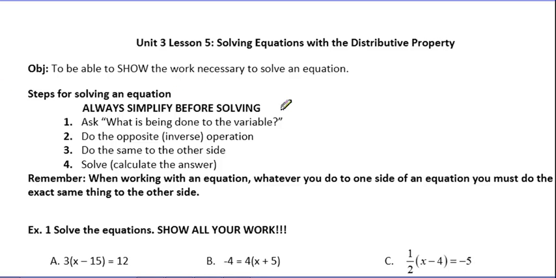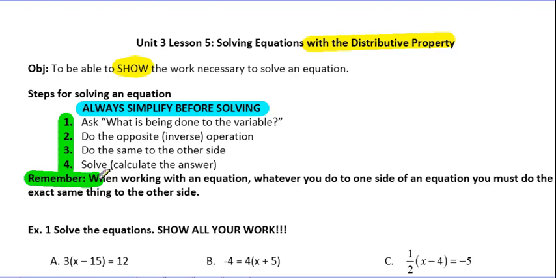Unit 3, Lesson 5, deals with solving equations still, but now we're looking at the distributive property. You'll notice that our objective is still the same as it was in the previous 4 lessons. The idea of showing our work is ultimately the most important thing. Getting the correct answer is great, but we want to be able to show that work. You'll notice a slight difference, in that in our 4 steps there's something new here. The same 4 steps in solving apply.